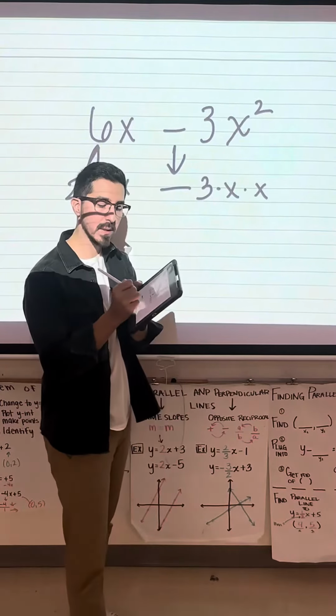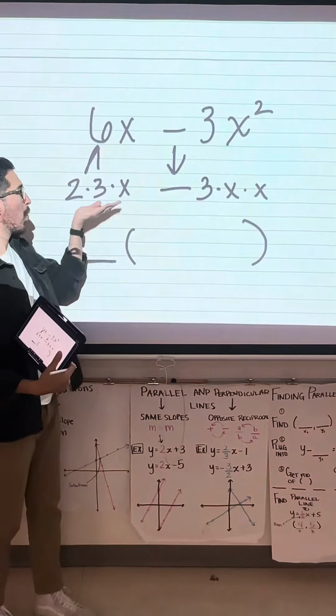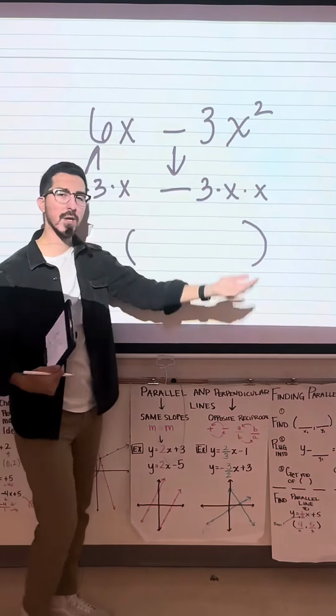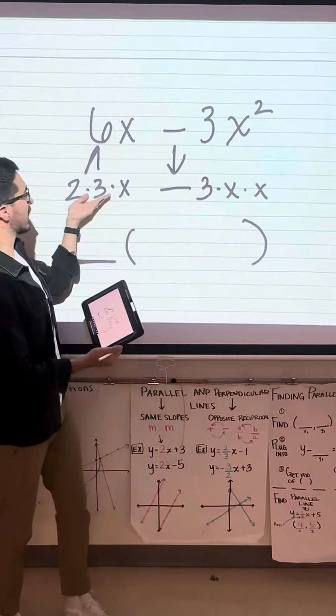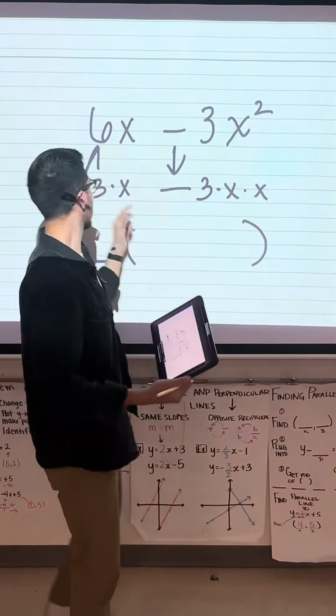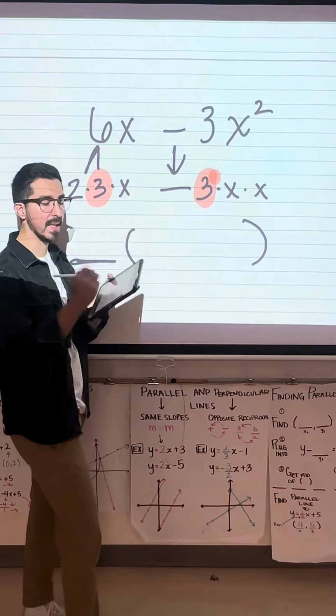And so here is where this parentheses comes into place. What I'm trying to ask is, what do these two terms have in common that I can take out? So let's look at this real quick. Look at the numbers, the coefficients, between the 2 and 3 and a 3. They have at least one 3 in common. So I can take out a 3.